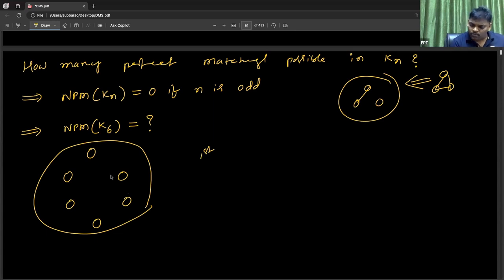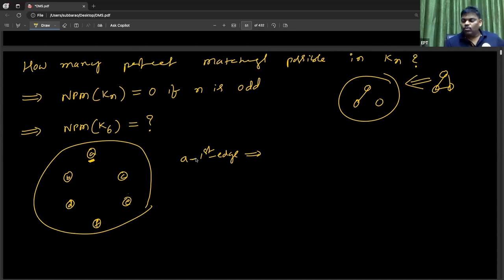Out of these 6 people, go to any person. Can you see how many choices he has? A, B, C. It is a complete graph, remember. Complete graph means an edge is possible everywhere. Go to A.